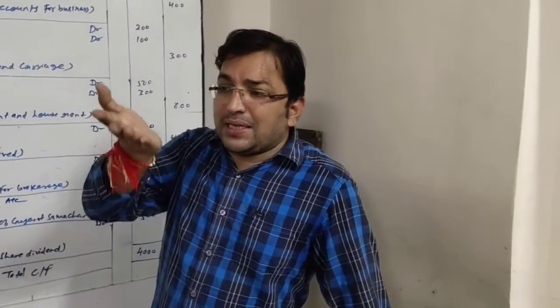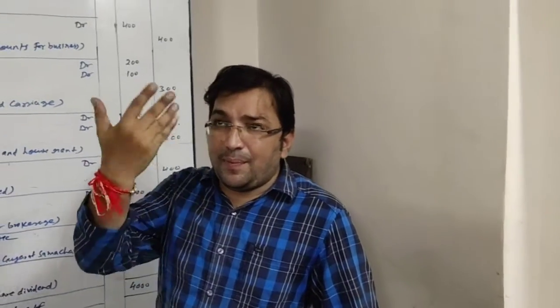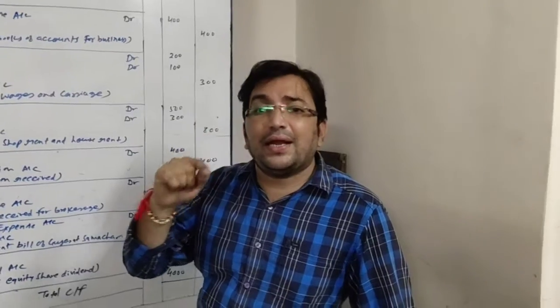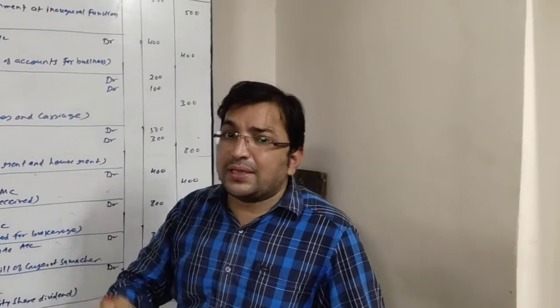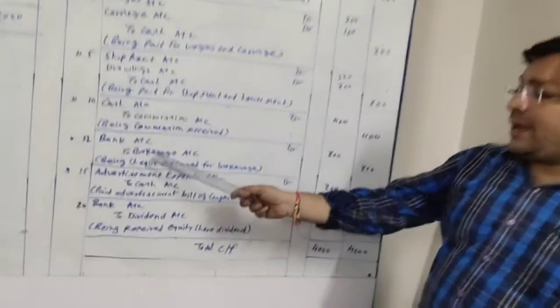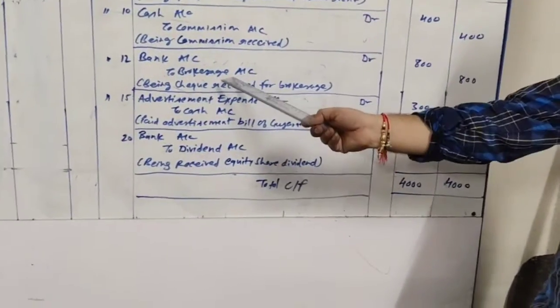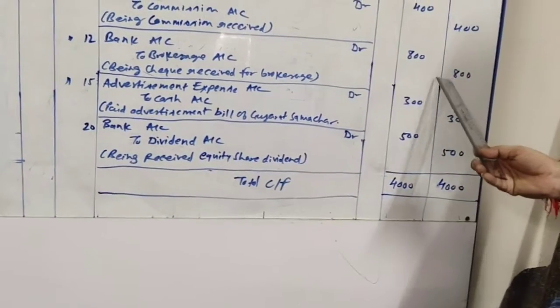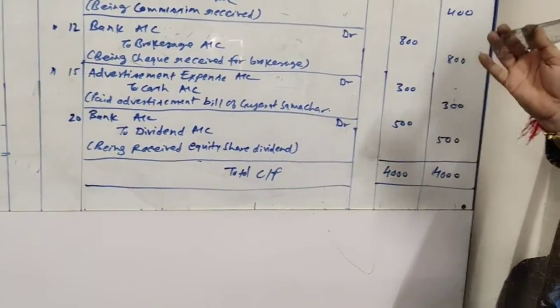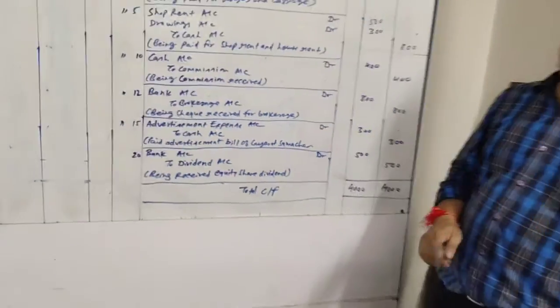How to know it is an income? It is clearly mentioned: received a check for brokerage. So as check is received, bank balance will go up. Bank is the receiver. Our bank balance will increase. Bank account debited. Secondly, it is an income, brokerage. So brokerage account will be credited. Here the entry is bank account debit rupees 800 to brokerage account 800 being check received for brokerage rupees 800.